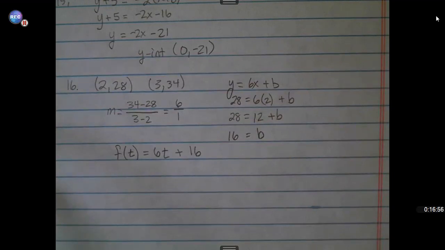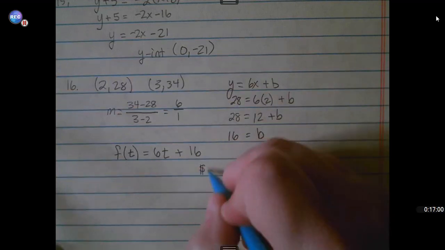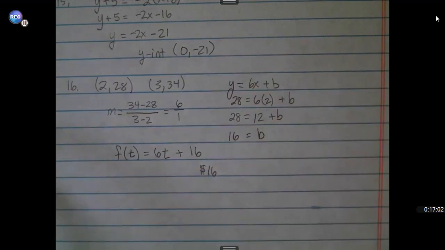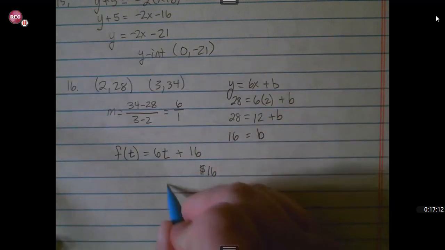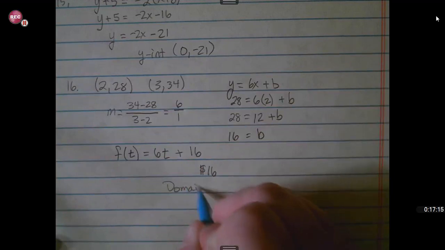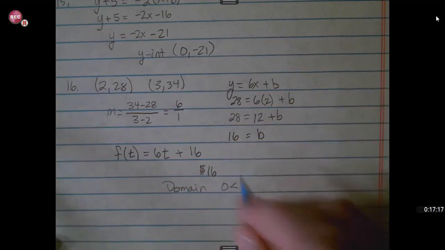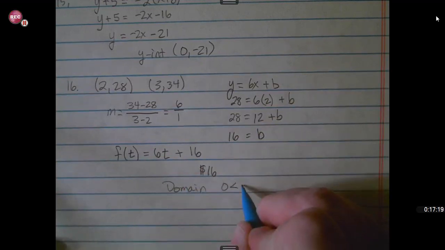Then it says, what is the flat fee the store charges? Well, the flat fee would be the $16. The 6 would be how much they charge per hour. Give a reasonable domain. Well, it tells me that you can only rent up to 12 hours. So the domain for me would be between 0 and 12.